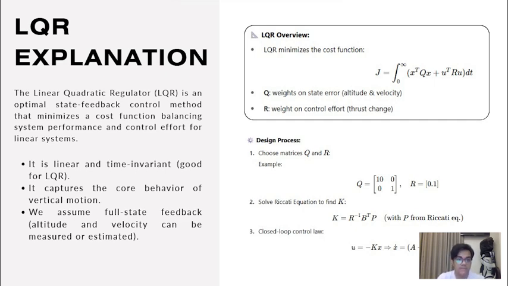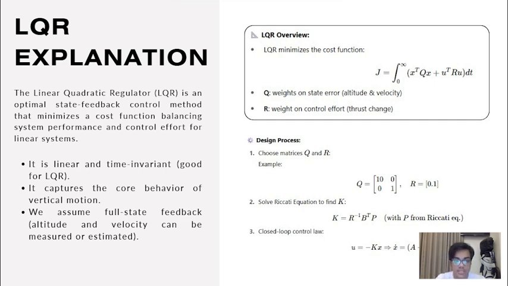This cost function has two main terms: x transpose Qx and u transpose Ru. Q is a weight matrix on the state error. It penalizes deviation from our desired altitude and velocity. A larger Q means we care more about minimizing state errors. R is a weight on the control effort, or in our case, the thrust change. A larger R means we want to minimize the control input, making it less aggressive.